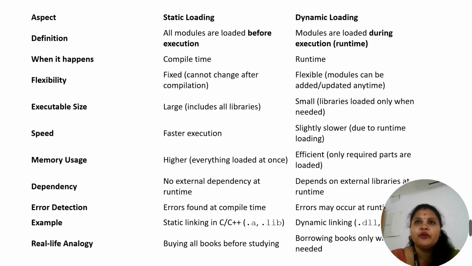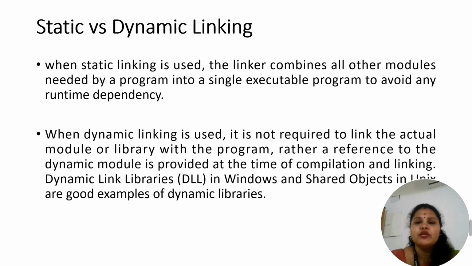Error detection: errors are found at compile time, while here errors may occur only at runtime. The example is static linking in C and C++, while here it is dynamic linking. A real-life analogy for static and dynamic is buying all the books before studying, versus borrowing books only when they are needed. So these are the major differences we covered in the previous one.